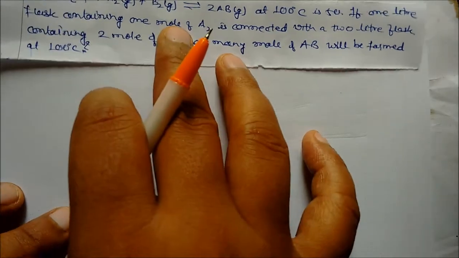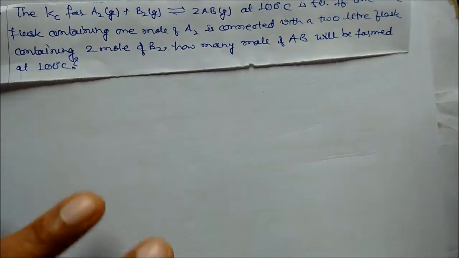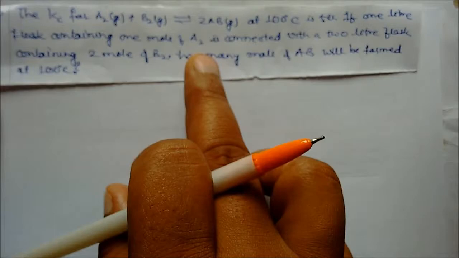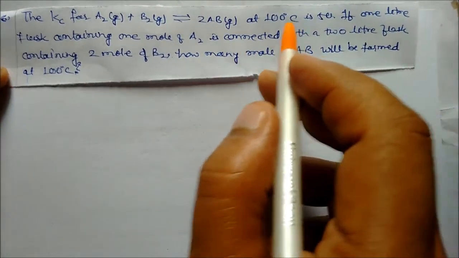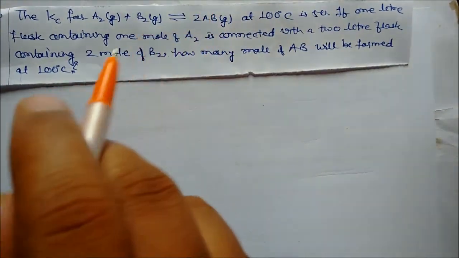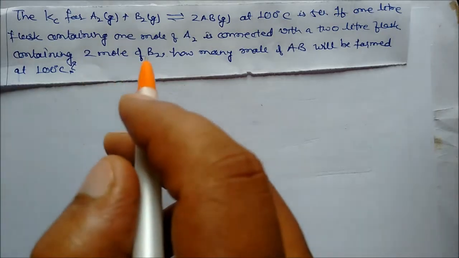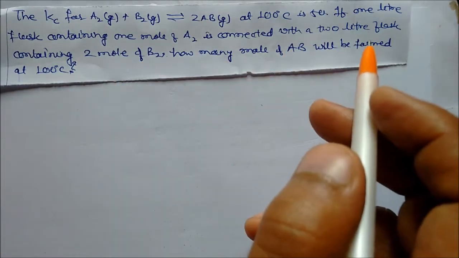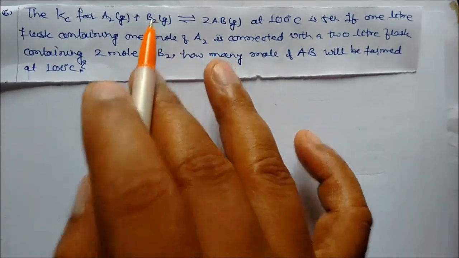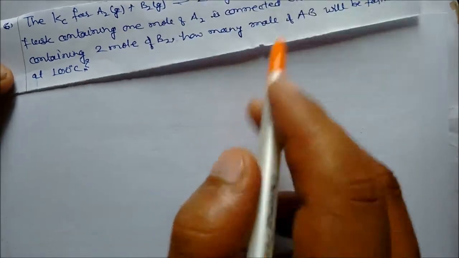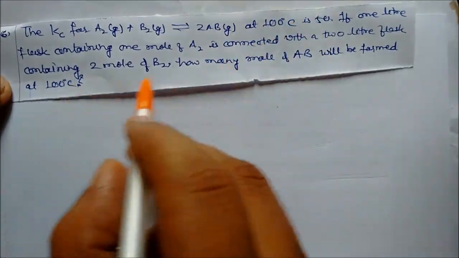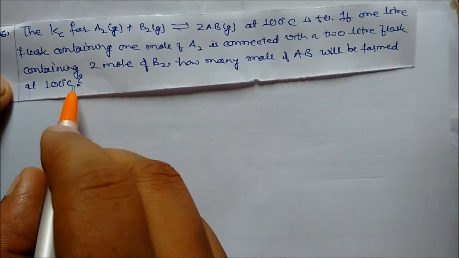Now Kc for A2 plus B2 giving 2AB at 100 degrees centigrade is 50. If a 1 liter flask containing 1 mole of A2 is connected with a 2 liter flask containing 2 moles of B2, how many moles of AB will be formed at 100 degrees centigrade?